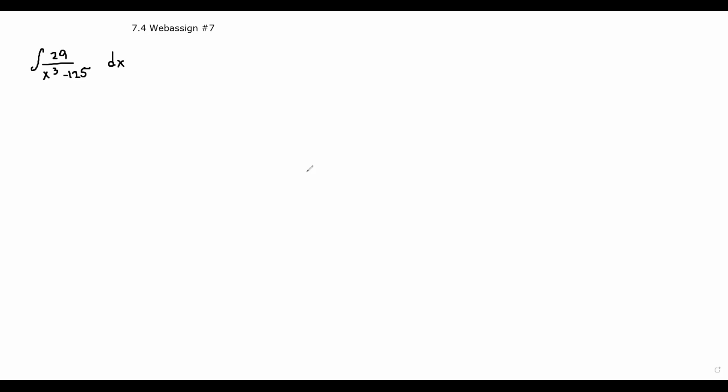Some things we want to notice is we just have this random number 29, which isn't going to help us today, but that's okay. And we also have x cubed minus 125 in the denominator. So first of all, I'm going to pull the 29 out in front of the integral because we have enough to worry about. And then it becomes a problem of trying to figure out how to possibly integrate something like 1 over x cubed minus 125.